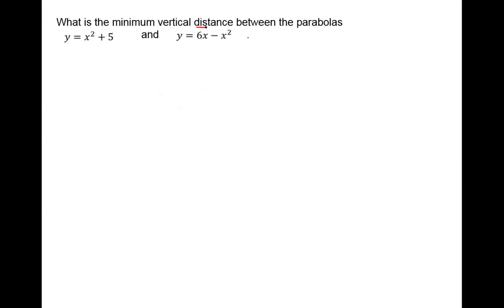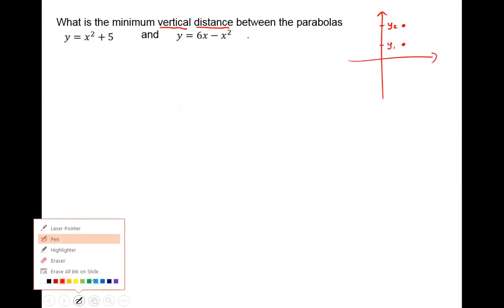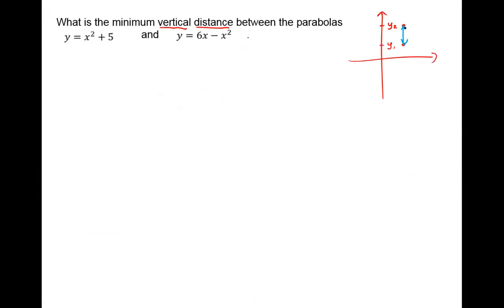Okay, that means I have to find a distance, but since it's a vertical distance, let me draw something. If I have one point, y2, let's say, and I have another value, y1. How can I define the distance between y2 and y1? Can you tell me this? Okay, what is the distance between 3 and 10? What's the vertical distance? What's the distance between 3 units and 10 units? Of course it's 7, right?